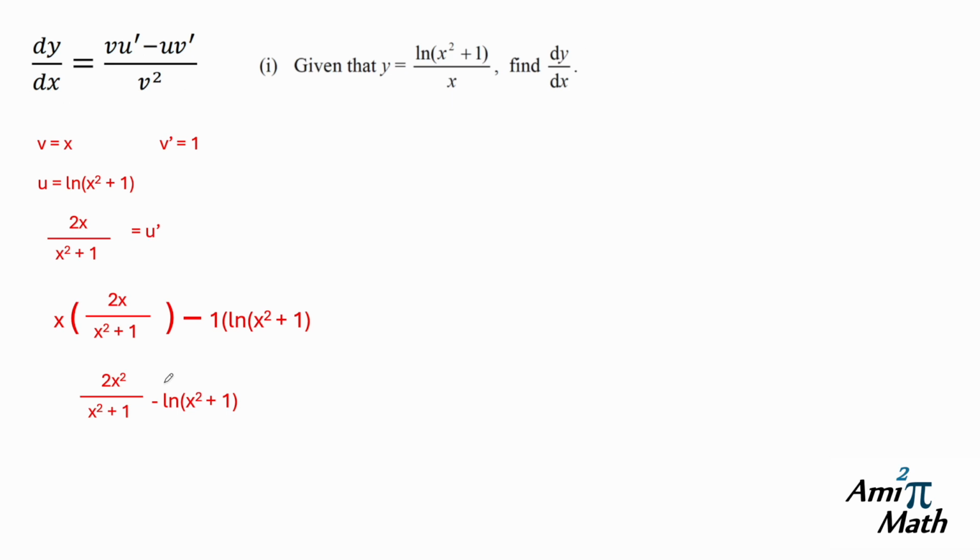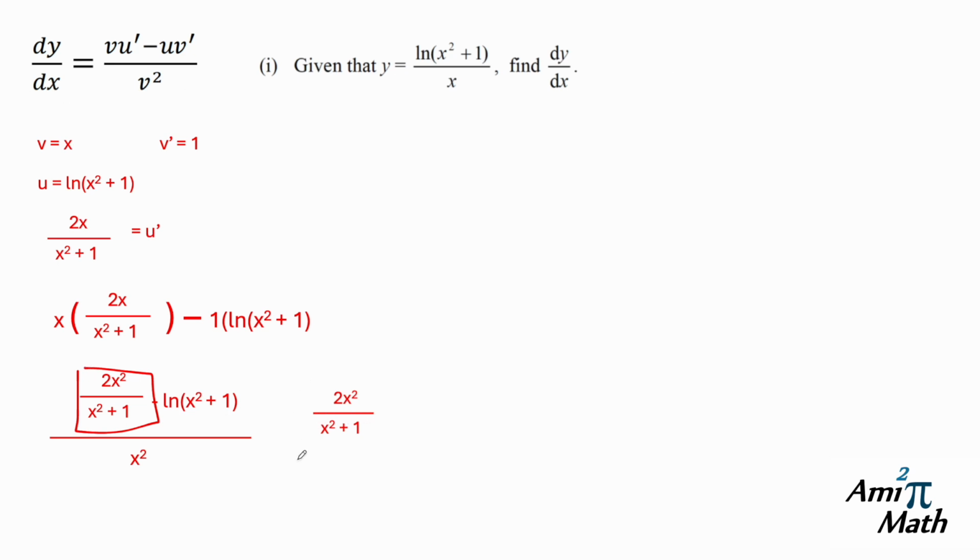And then, not to forget, we need to do this over v squared. So we're going to do all of this over x squared. And then obviously this is quite a lot to deal with at once, so we're going to break this down to be more manageable. So we'll do this part first, which is 2x squared over x squared plus 1.